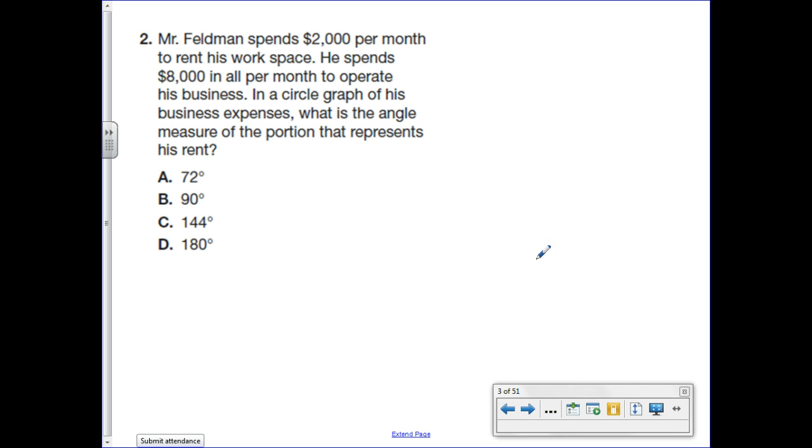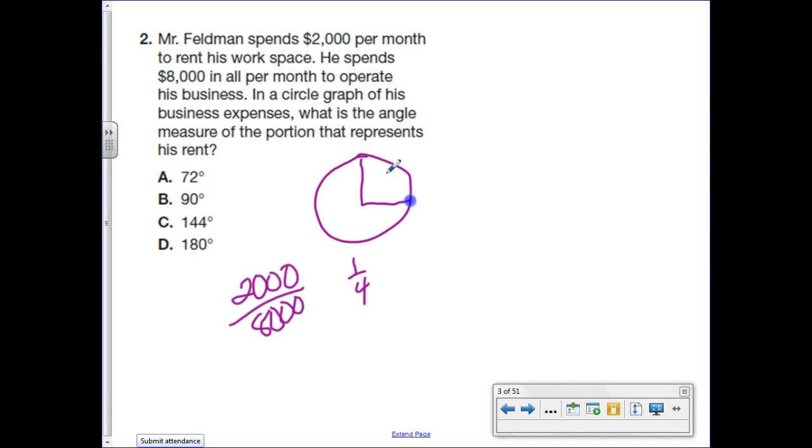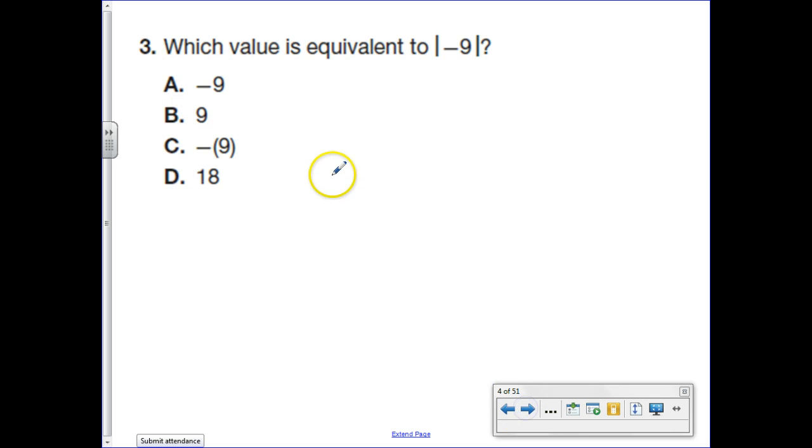Now I think on your copy you may have been given this actual answer, but when you calculate this out, it asks you if you were making a circle graph, what is the angle that represents the portion of his rent? Well, it's 2,000 over 8,000, which is the same as 1/4. So you need 1/4 of the circle. Okay, but they're not asking for the fraction. They want to know how many degrees that is. So you need to take 1/4 of a full 360 degrees to get 90. Or if you draw a picture, you'd see that's a 90-degree angle.